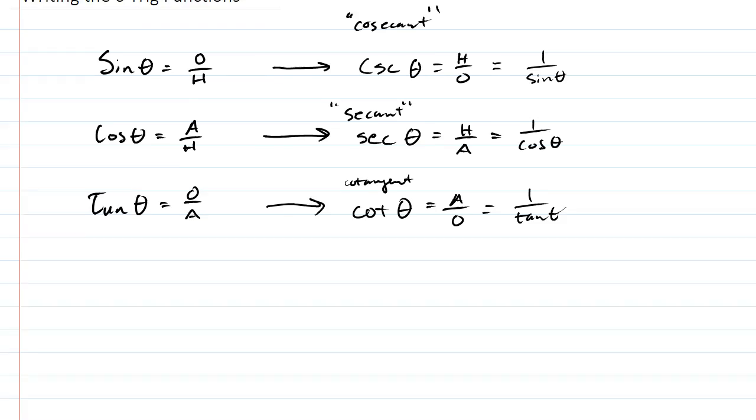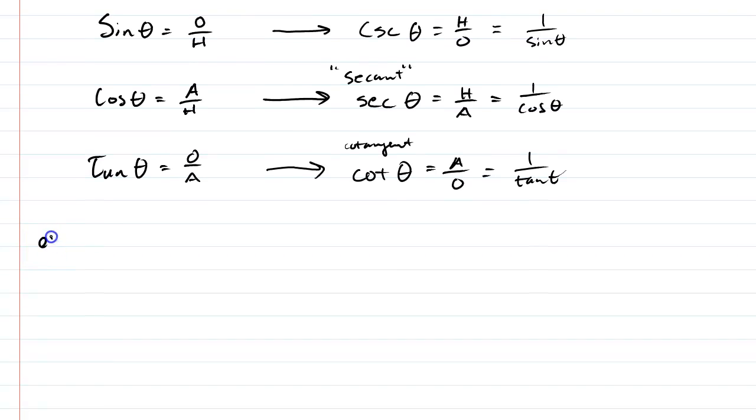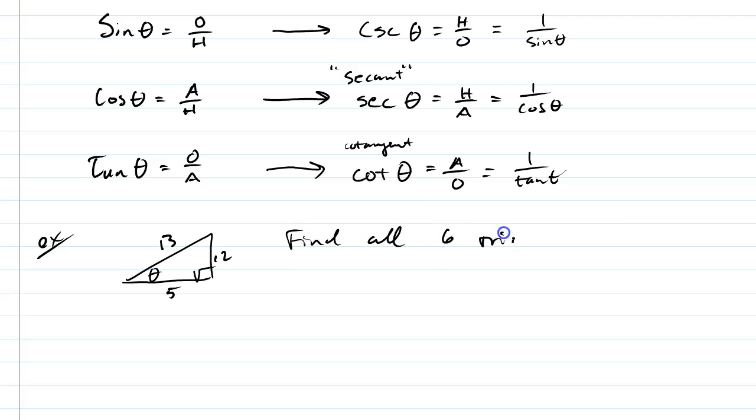Okay, so where will you see this? For example, sometimes they'll give you a triangle. They'll put theta in the corner. They'll put 5, 12, and 13. And then they'll say find all 6 trig ratios. Which by the way, they don't always have to give you all 3 sides of the right triangle. They might give you the 5 and 12, and you have to use Pythagorean theorem to find the hypotenuse.